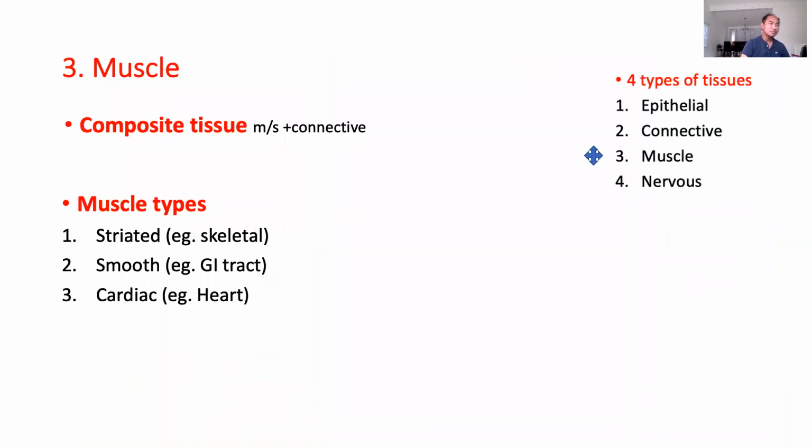Okay, so number 3 tissue is muscle tissue. A muscle is a composite tissue made of muscle tissue plus connective tissue. There are 3 types of muscle: striated, smooth, and cardiac. We can find striated muscle in our skeleton, like our bicep or tricep, smooth muscle in the gastrointestinal tract, and cardiac muscle in our heart. There are little differences between each muscle.